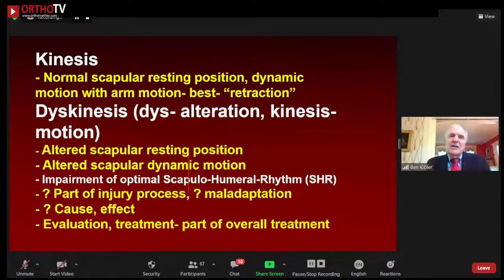Now, kinesis is normal scapular resting motion or dynamic motion with the arm. Dyskinesis is alteration of this. It's either altered resting position or altered motion. It's not a diagnosis, it's an impairment, which means it interferes with normal arm function. It's part of the injury process. It can be a cause or an effect, as we'll show you in a minute, but it needs to be evaluated and treated as part of the treatment of the shoulder.